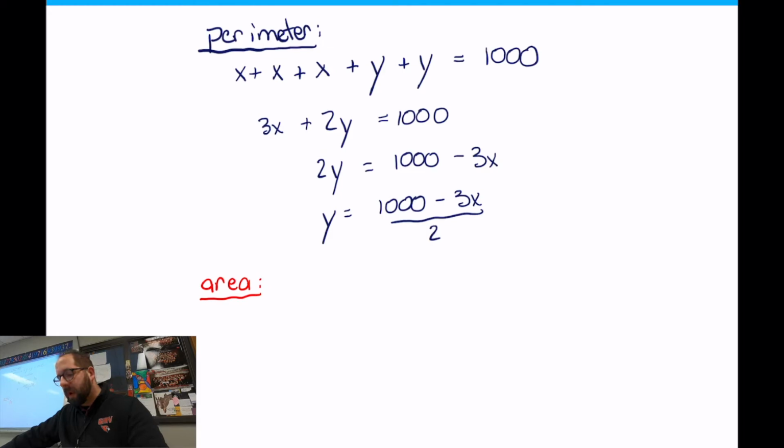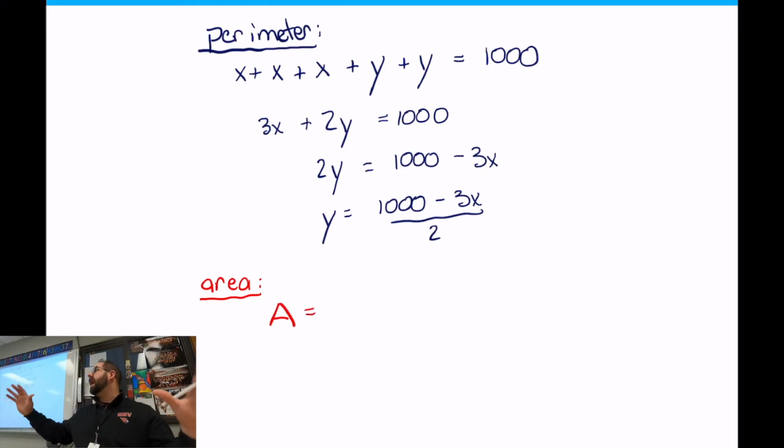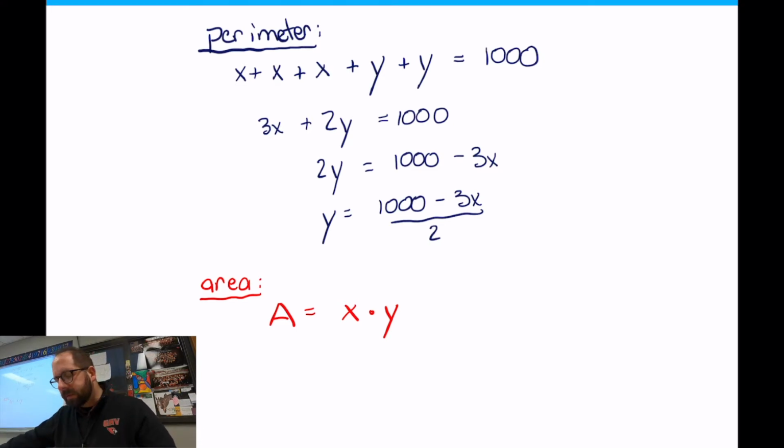Area is just length times width. My dimensions on my problem were just x times y. That was the area of the entire field, right? It was x in width, y in length. All I'm going to do here is substitute in one of the letters because I don't like to have two variables here. That's the whole reason why I use that other perimeter formula for my rectangular fields. So I'm going to plug in what y is. y is 1,000 minus 3x divided by 2. And so this is my area.